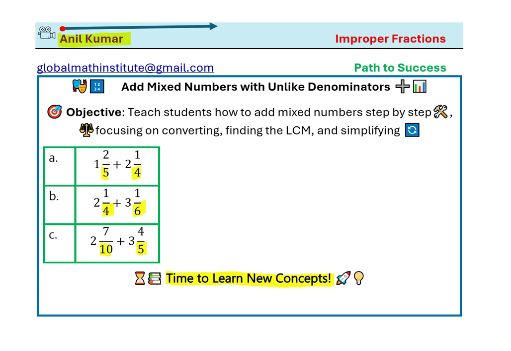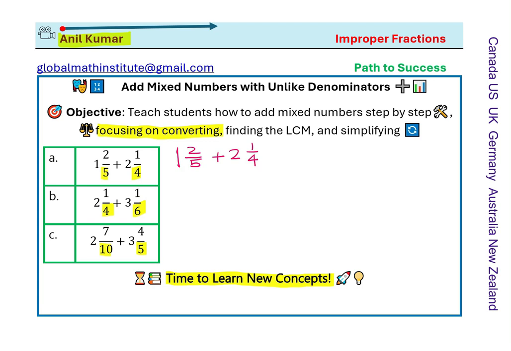Great. Now, let's see how we add mixed numbers. Let's begin with the very first one, which is 1 2/5 plus 2 1/4. Now, in this particular video, I'm taking a strategy where we are focusing on converting to improper fractions. In the other video, we will do it without converting to improper fractions, which is slightly faster. But we should understand both these strategies. Great. So let's first convert to improper fractions.